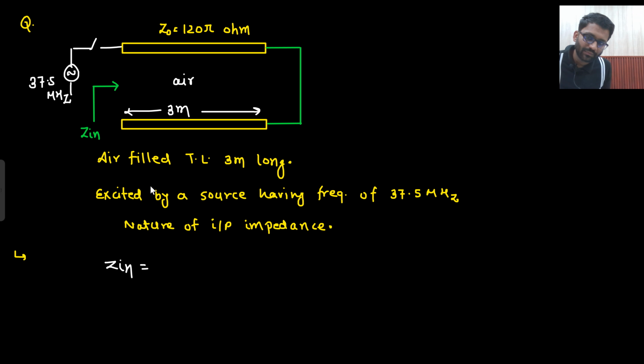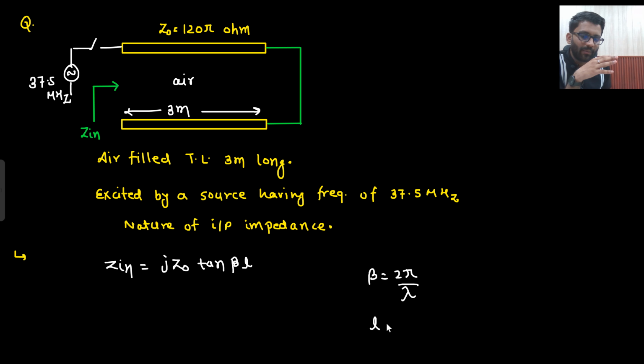Z in is equal to short circuit. For short circuit, what is the answer? j Z naught tan beta L. Right? For short circuit, the answer is j Z naught tan beta L. Now, you need to tell the nature of the input impedance. You don't need to tell the exact value. You need to tell the nature, whether it will be capacitive, inductive, or you can tell the exact value as well. Now you need the value of beta. Beta is 2 pi by lambda, right?